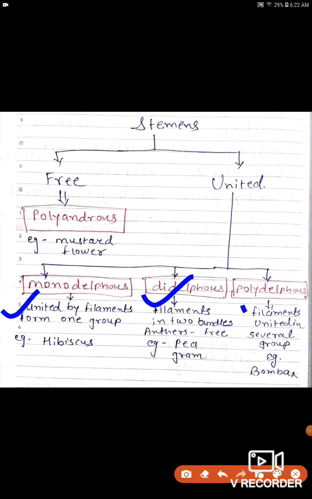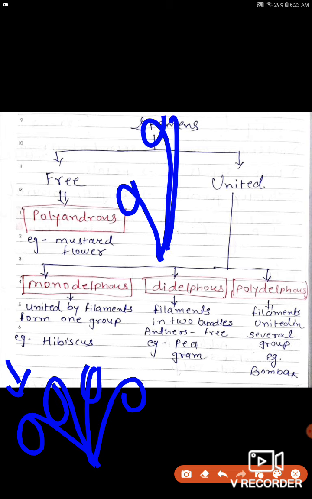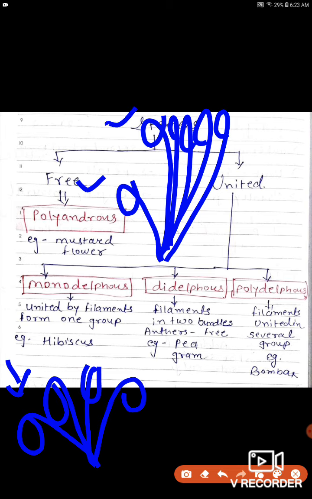Okay. Now the second part: if they are united, then there are three types: monodelphous, didelphous and polydelphous. It means when the anthers are united by filaments and form one group, like this, they are united by filaments and forming one group, then it is called monodelphous. The example is hibiscus. Didelphous: the filaments are united but they make two bundles. For example, like this. Here you can see there are two bundles. So that's why it is called didelphous.